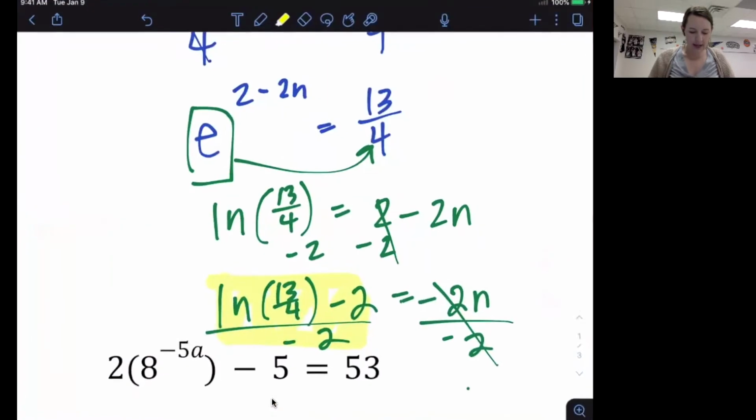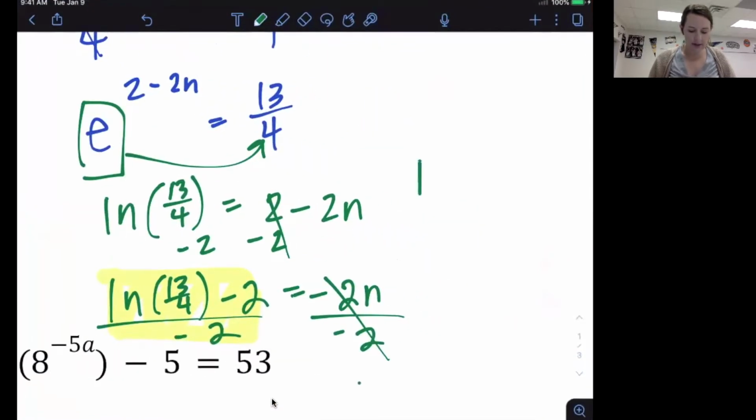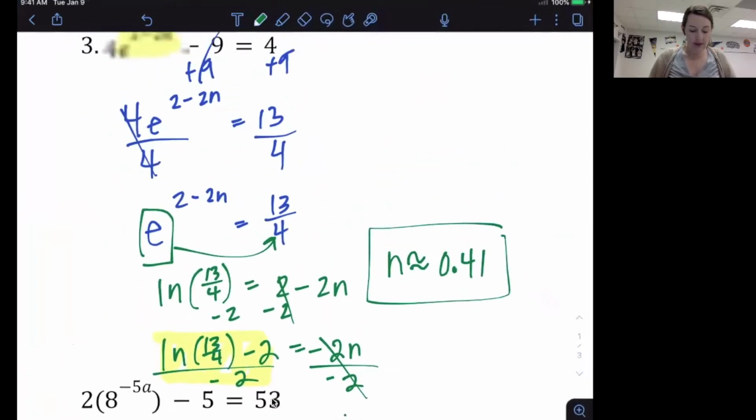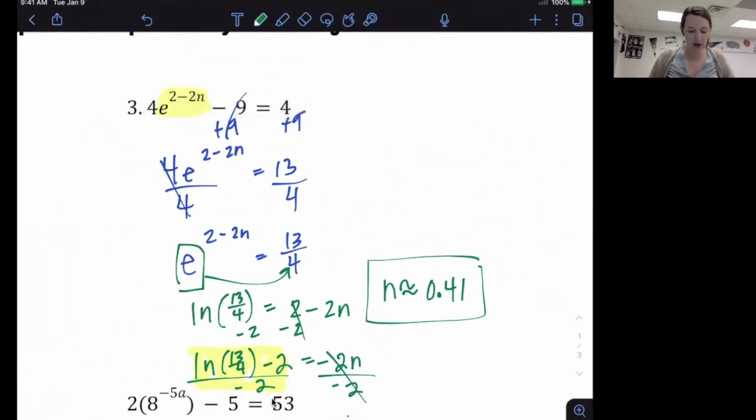So we can say n is approximately 0.41. Okay, if we wanted to plug that into our original equation, we could. We would just plug it into this n and see that it equals approximately 4, because remember we rounded our answer.